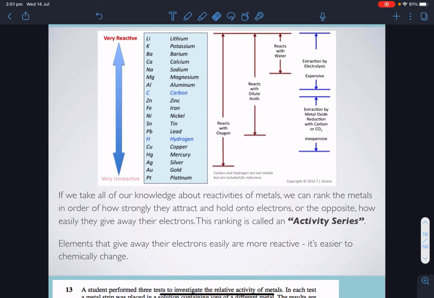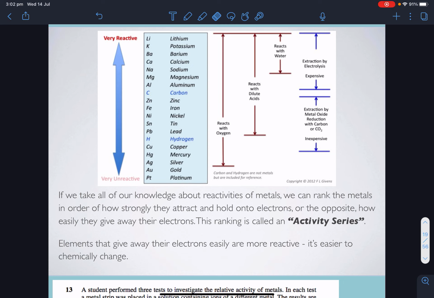So, we notice that these displacement reactions sometimes occur between metals where one metal likes electrons more than the other. And so one ion in solution can take electrons from a solid metal and displace it. Okay? So if we take all our knowledge from that and we rank these metals in order, what we get is something called an activity series.